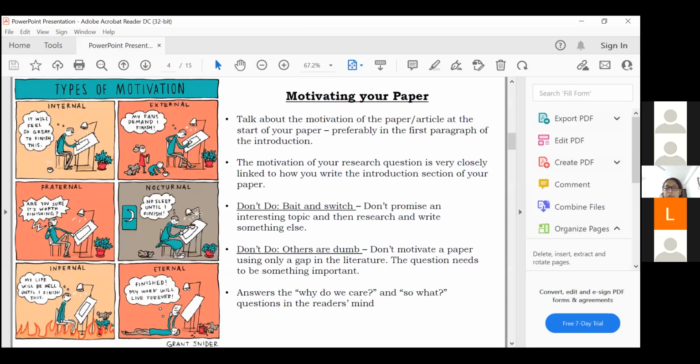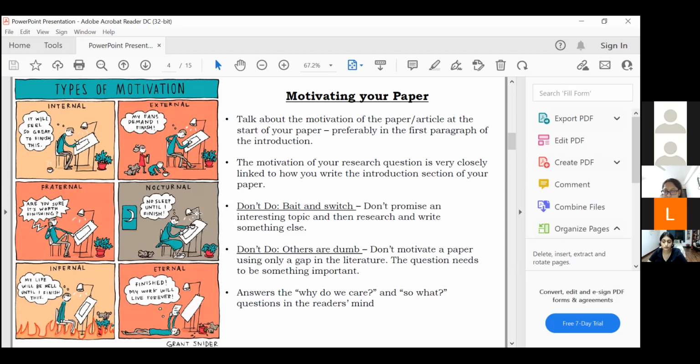For example, don't do what's called a bait and switch. Don't promise something very interesting and grand, and then research and write something else. Then you are misleading or deceiving your audience. So don't overpromise, don't bait and switch. Don't promise that you are going to look at X issue and then look at something that's related to X but not quite X.